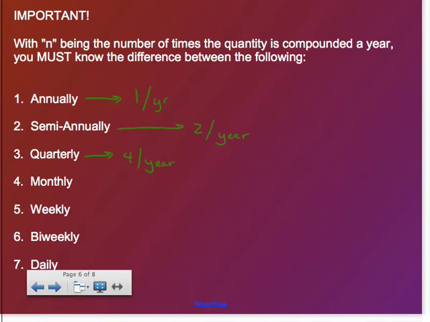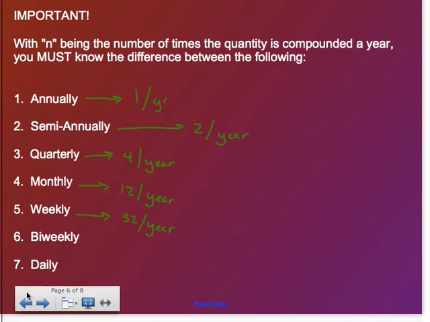If I look at monthly, hopefully there are 12 months in a year, so I'm talking about 12 times in 1 year. If I look at weekly, I think there are 52 weeks in our year, so I'm talking about that rate happening 52 times over the course of 1 year. If I look at bi-weekly, kind of like semi-annually was twice a year, bi-weekly means every 2 weeks.